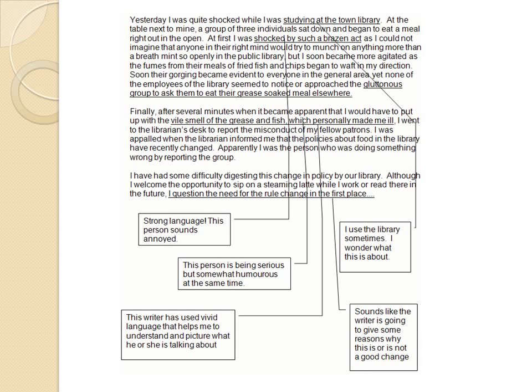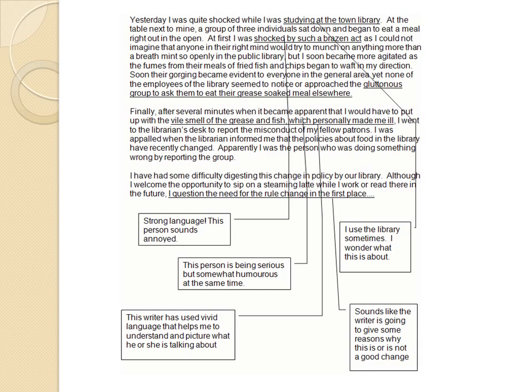Soon the gorging became evident to everyone in the general area, yet none of the employees of the library seemed to notice or approach the gluttonous group to ask them to eat their grease-soaked meal elsewhere. Finally, after several minutes, when it became apparent that I would have to put up with the vile smell of grease and fish, which personally made me ill, I went to the librarian's desk to report the misconduct of my fellow patrons. I was appalled when the librarian informed me that the policies about food in the library have recently changed. Apparently, I was the person who was doing something wrong by reporting the group.